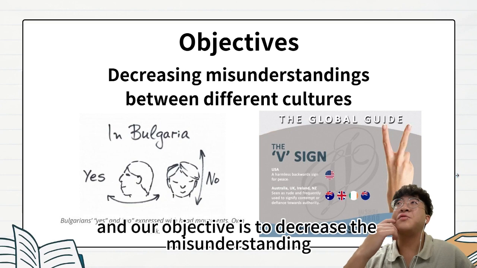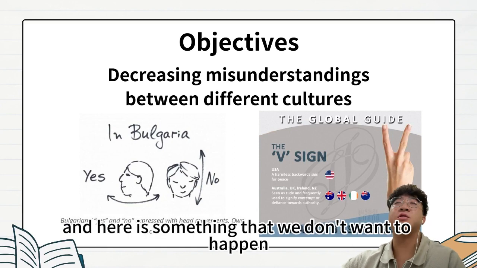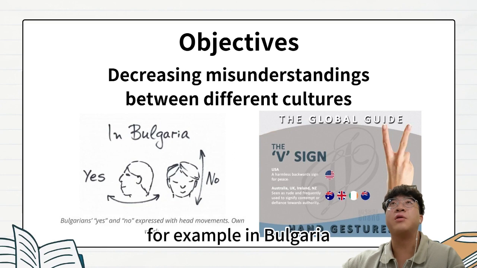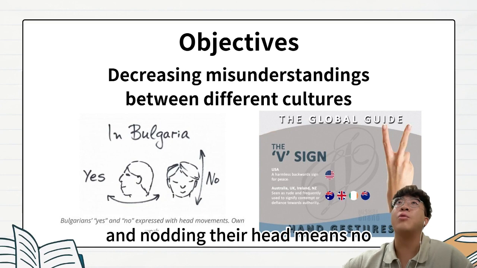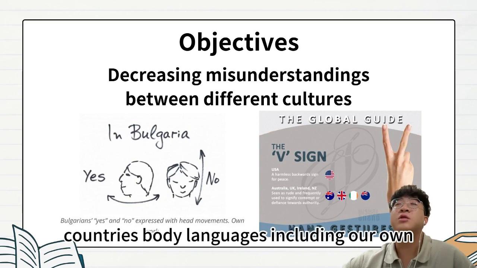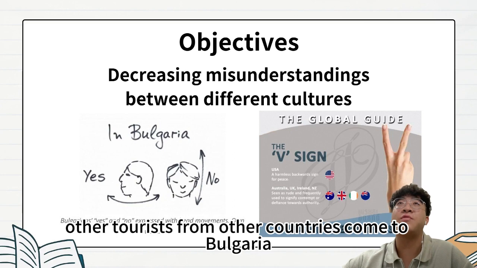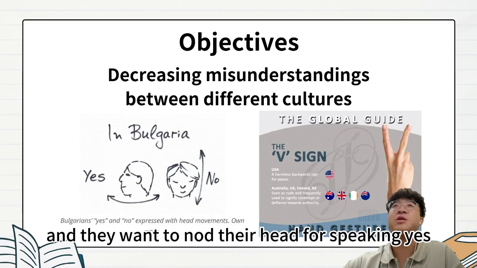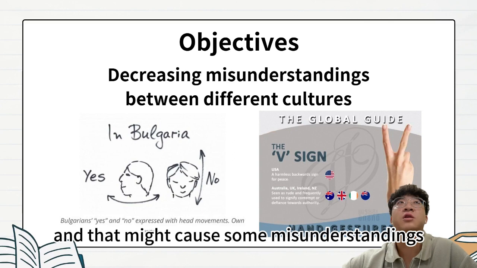And our objective is to decrease the misunderstandings between different cultures and their different body languages. And here is something that we don't want to happen. For example, in Bulgaria, shaking their head means yes and nodding their head means no, which is the opposite of most countries' body languages, including our own. And this might cause a problem when tourists from other countries come to Bulgaria and want to nod their head for saying yes, but that actually means no in Bulgaria, and that might cause some misunderstandings.